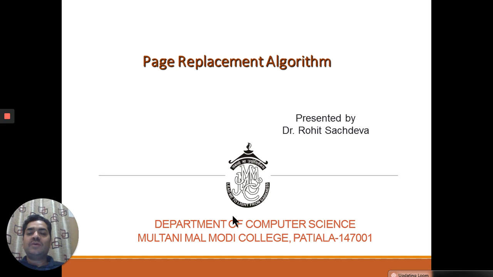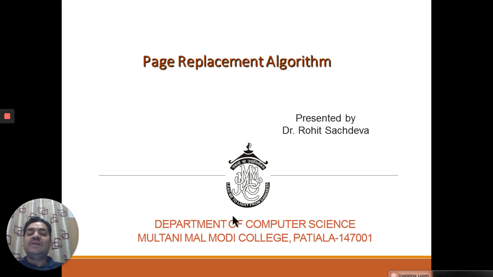Today's topic is page replacement algorithm. In the previous topic, we discussed virtual memory. It is implemented with the help of demand paging. What is demand paging? What is a page fault? When a page fault occurs and the frames are not free, what is the victim? Now, here we discuss how to select that victim.